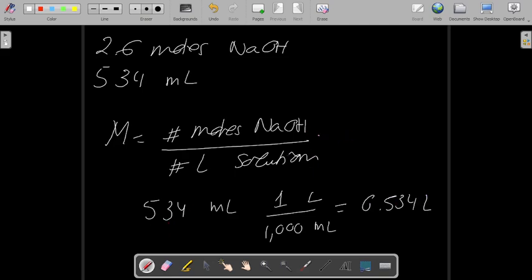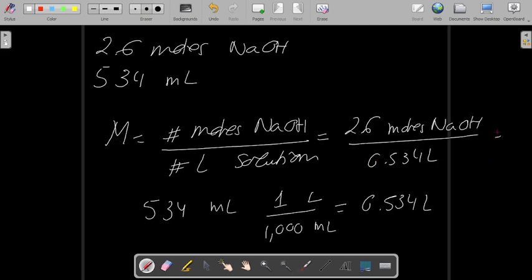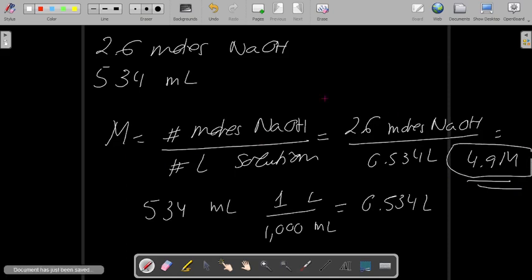Yeah, we do. So let's put the information where it belongs. 2.6 moles of sodium hydroxide divided by the liters in this solution, which was 0.534 liters. Do the math and it comes out to 4.9. And what are we calculating? Molarity. So you're going to put a capital M to show molarity. And this is your answer. You're done with these kind of problems.